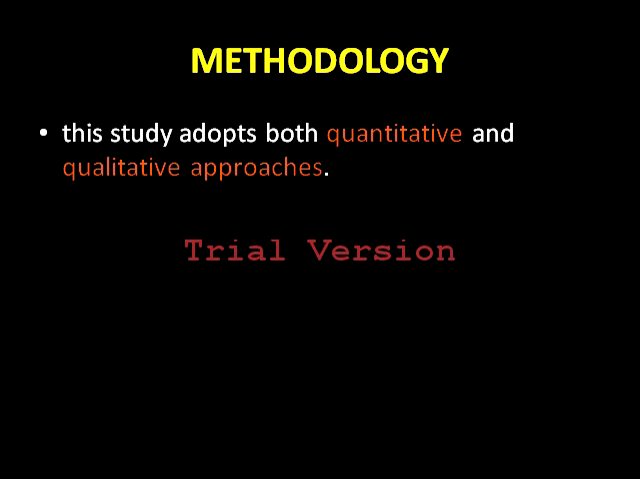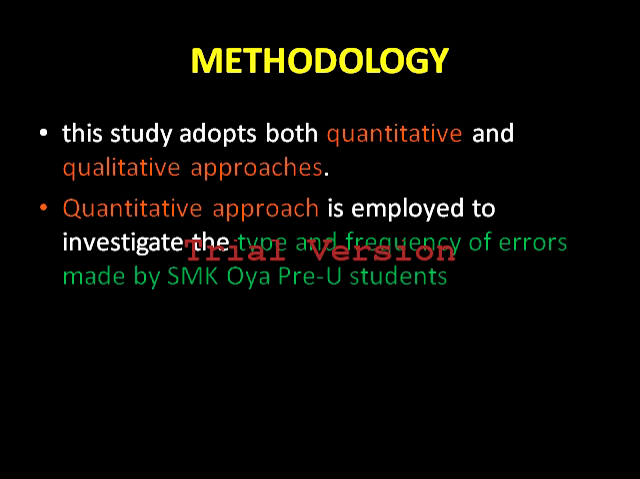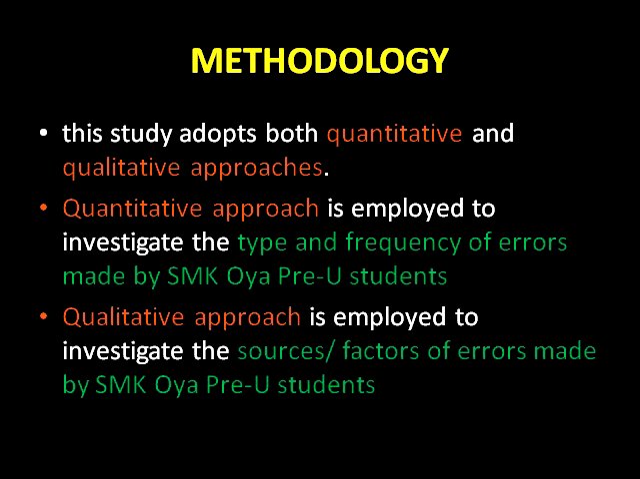The methodology of this study is that this study adopts both quantitative and qualitative approaches. Quantitative approach is employed to investigate the type and frequency of errors made by pre-university students in their report writing. And qualitative approach is employed to investigate the source of errors made by pre-university students in their report writing.